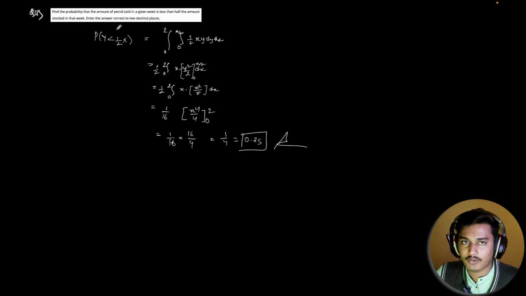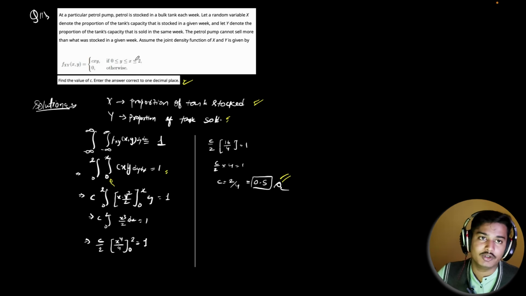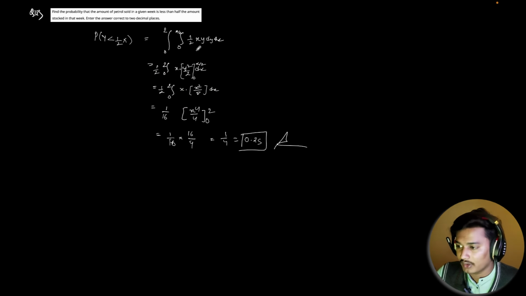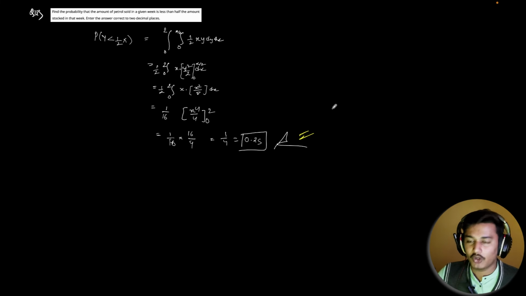Now, the follow-up question is: find the probability that the amount of petrol sold in a given week is less than half the amount of stock in that week. So basically, we have to find P of y less than x by 2. So we know that y is from 0 to x by 2, and x is from 0 to 2. We will solve this and we will get 0.25. So this will be a simple calculation. You can pause and see the calculation if you want.